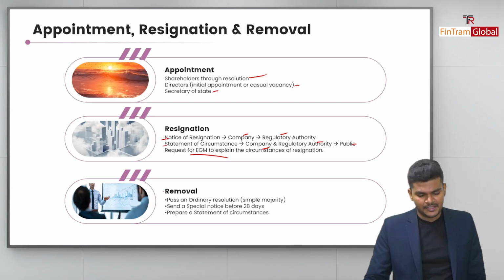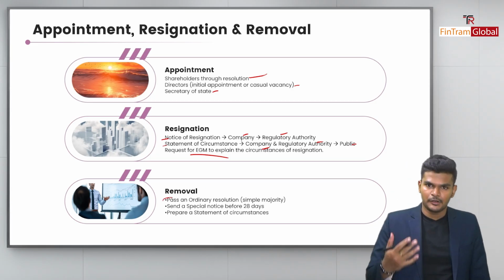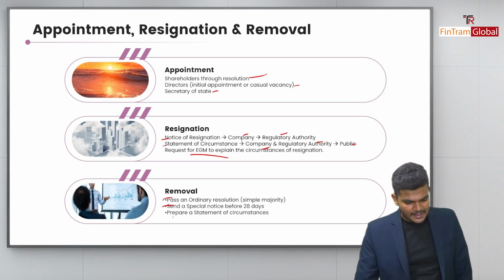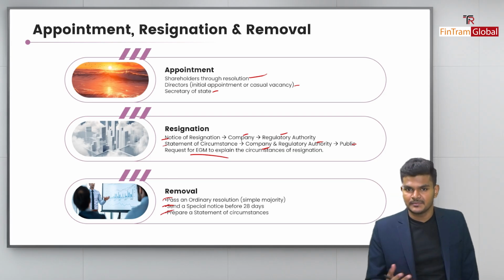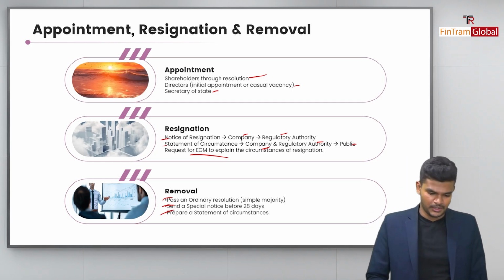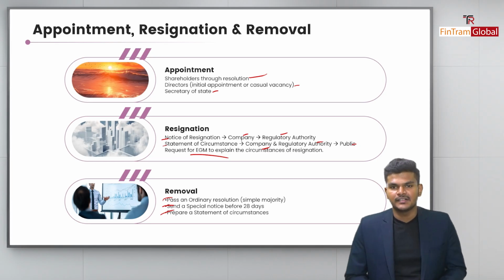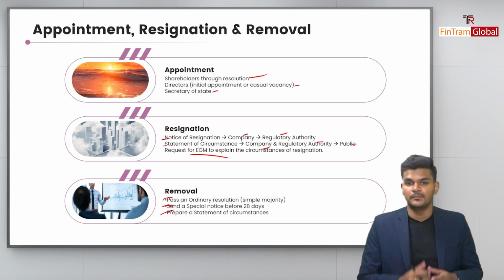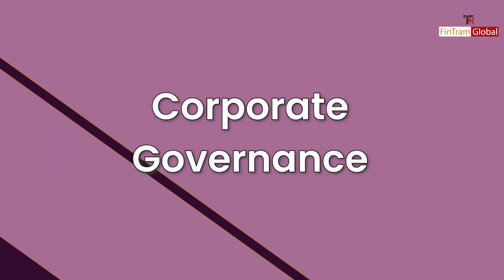And how can they be removed? Through an ordinary resolution, just like how they got hired. And then a special notice is sent before 28 days. And then we prepare a statement of circumstance as well. Okay, folks. So the company will prepare a statement of circumstance as to why they're getting removed as well. Okay, folks. This is how auditors are appointed, they resign, and how they get removed as well. Okay, folks. Simple as that.